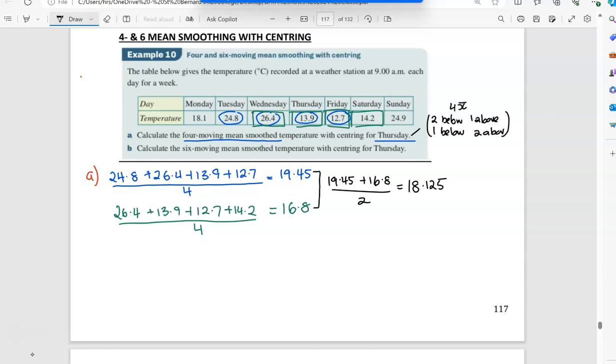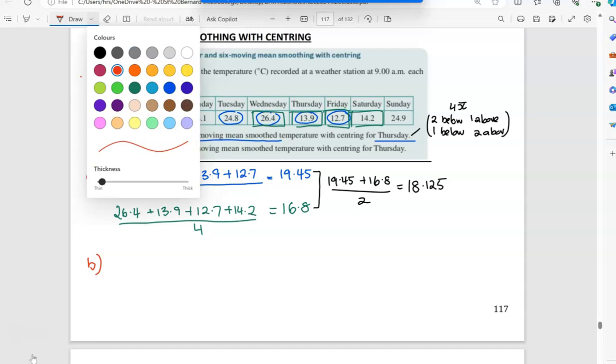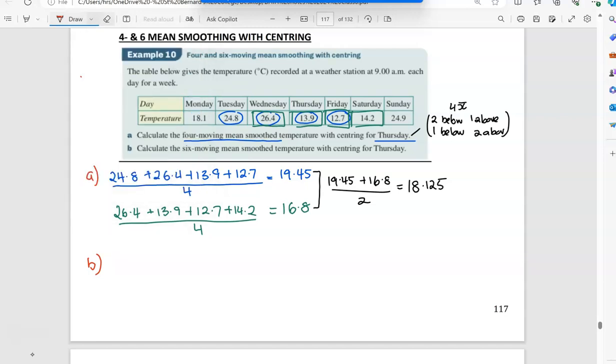Okay, now we're going to give 6 a go. 6 mean smoothing. I'm just going to rub out my working so that we can do that again. So we're going to go 6 mean. It wants it for Thursday again. So for 6 mean, I'm going to choose 3 below the first time. So 6 would be 1, 2, and 3. And just 2 above. So that's my first set.